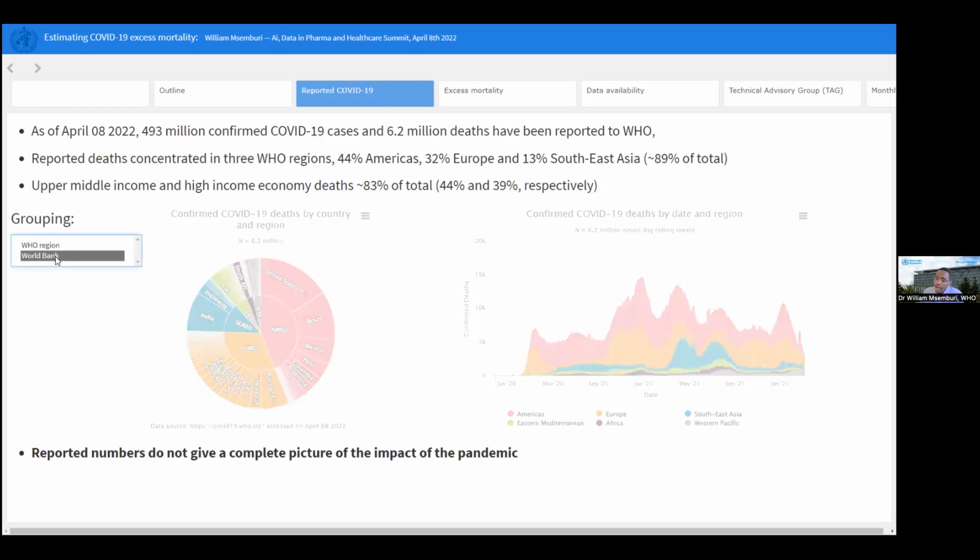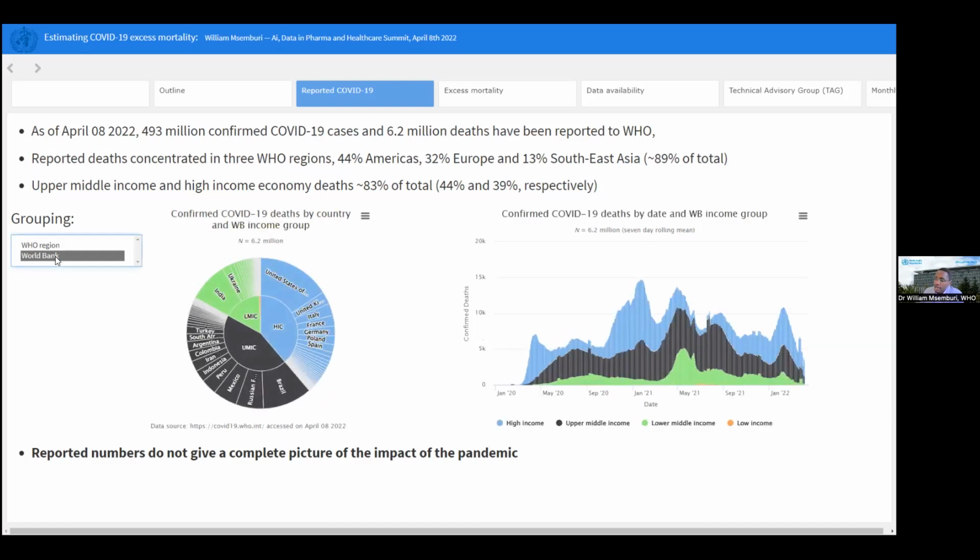We can also look at the income group slice of that, and we have the reported COVID-19 deaths concentrated in upper middle income economies and high income economies. So that's 44% and 39% respectively.